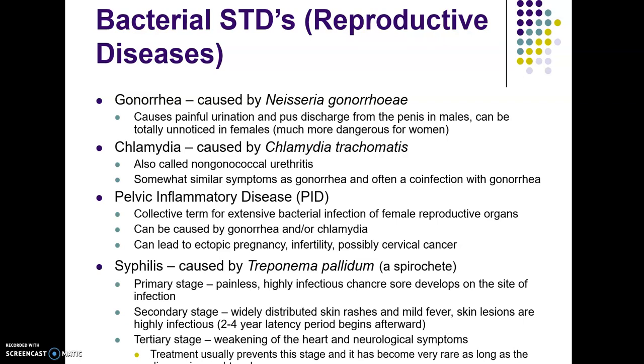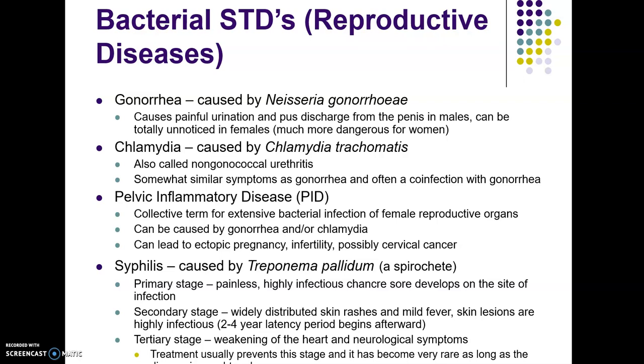And then finally, syphilis, which we talked about a little bit before when we talked about Lyme disease. It's caused by Treponema pallidum, which again is a spirochete, a special little group of bacteria. Primary stage is the rash, or a canker sore, which is painless. It doesn't burn, it doesn't itch, it doesn't hurt, so it often goes unnoticed. Secondary stage can be mild fever, flu-like symptoms. Latency period can be anywhere from 2 to 4 years, maybe even longer.